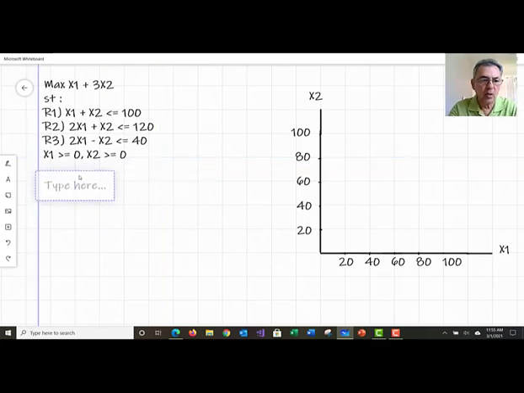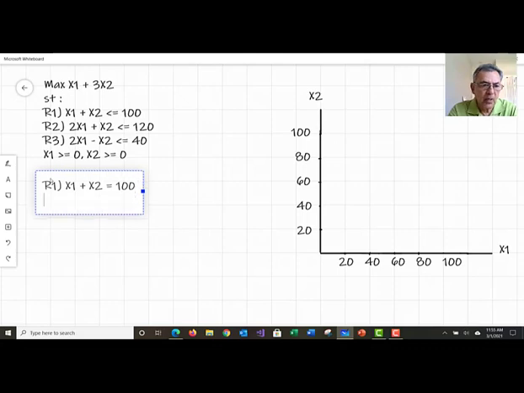So in this case I'll take R1 and make that an equality, so it will be x1 plus x2 equal to 100, and we set one variable to 0, find the value of the other variable in order to find 2 points, and then connect these 2 points together. So if I let x1 equal to 0, obviously x2 is going to be equal to 100. If I let x2 equal to 0, then x1 is going to be equal to 100.